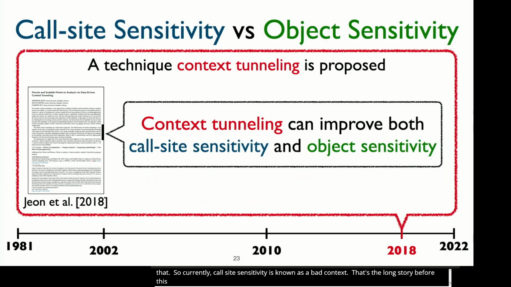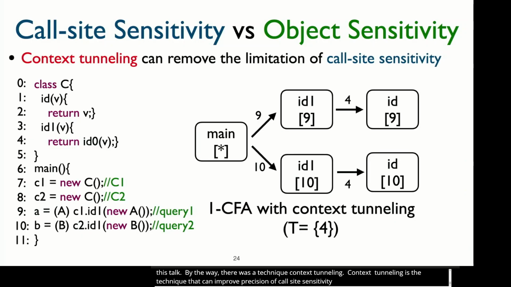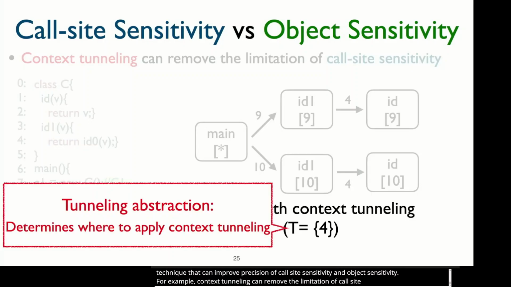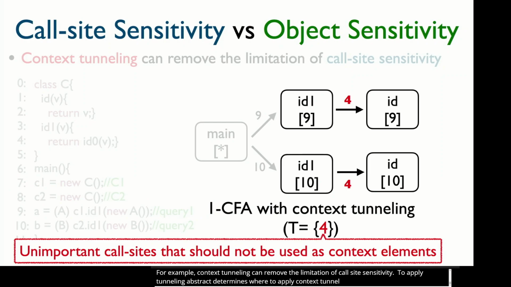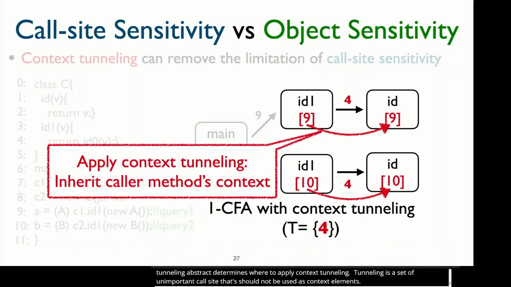By the way, there was a technique, context tunneling. Context tunneling is a technique that can improve precision of both call sensitivity and object sensitivity. For example, context tunneling can remove the limitation of call sensitivity. To apply context tunneling, we need a tunneling abstraction that determines where to apply context tunneling. Intuitively, a tunneling abstraction is a set of unimportant call sites that should not be used as context elements. If a method is called under a call site that belongs to the tunneling abstraction, the called method does not use the call site as its context, but inherits the caller method's context as its context. That's how context tunneling works.